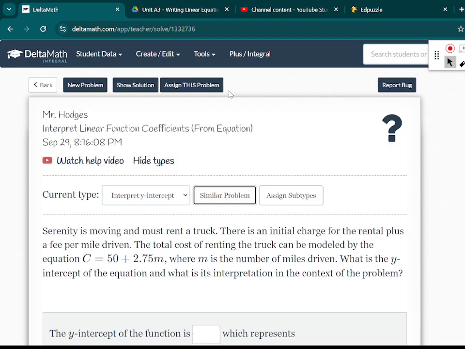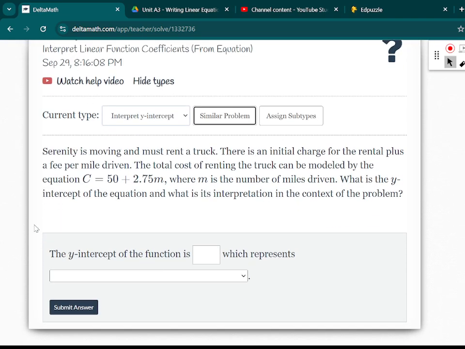Let's try another one. Serenity is moving and must rent a truck. There is an initial charge for the rental plus a fee per mile driven. The total cost of renting the truck can be modeled by the equation C equals 50 plus 2.75m, where m is the number of miles driven. What is the y-intercept of the equation, and what is its interpretation in the context of the problem?